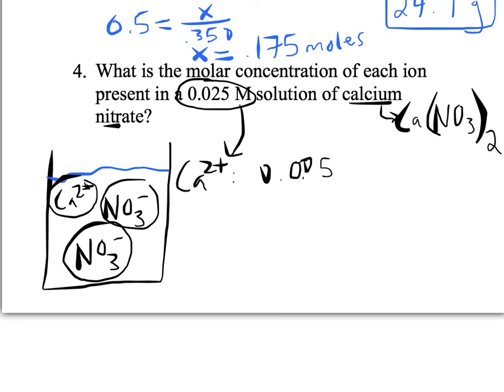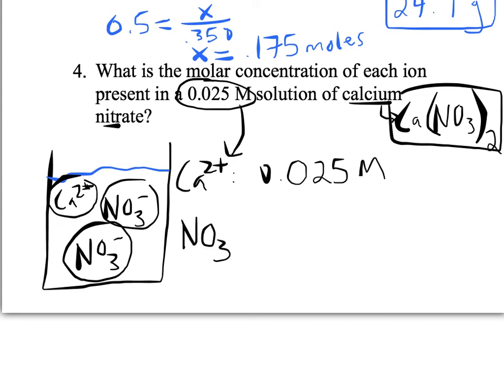Let me erase that, make it a little clearer. 0.025 molar, since we have 1 calcium ion in this compound. And the concentration of nitrate, on the other hand, since we have twice as much nitrate, the concentration would be twice the concentration of calcium. So it would be 0.025 times 2, which would be 0.05 molar. 0.050 to have 2 sig figs.